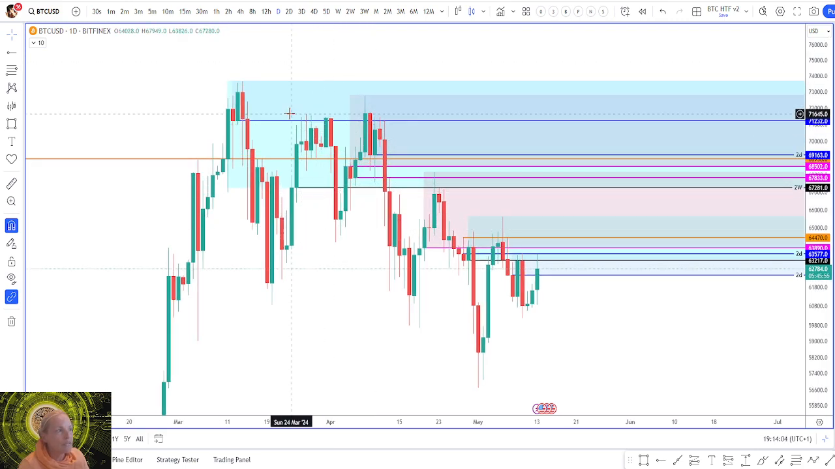So in this case, we had some sellers, they weren't strong enough to break the demand, so when it came back, these sellers tried again, but failed to make a lower low there, and then we came back and took out that high, but we remained in this daily supply.